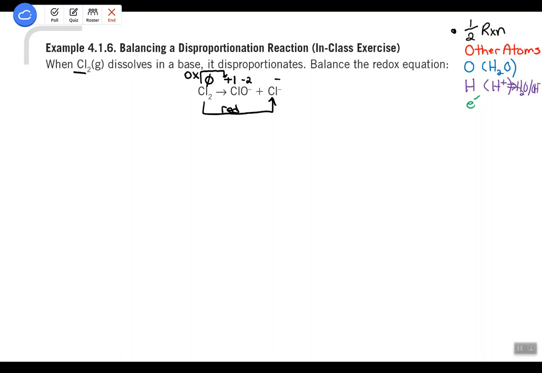The first step now is to separate this into 2 half reactions. And this might feel a little weird, but we're going to have 2 half reactions where each reaction has the same reactant, but different products. And we will go ahead and write that out. Okay, so we have our 2 half reactions. Now we need to balance them separately. The next step is to balance all reagents.